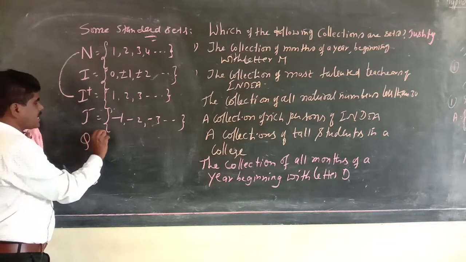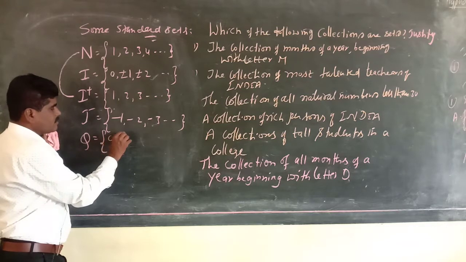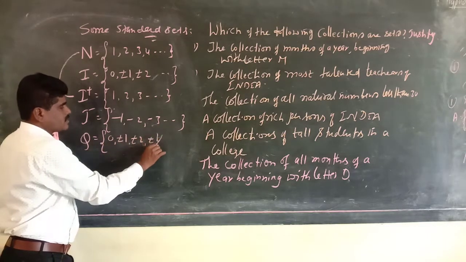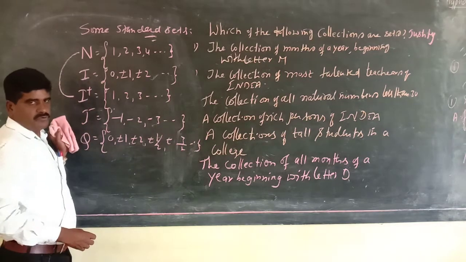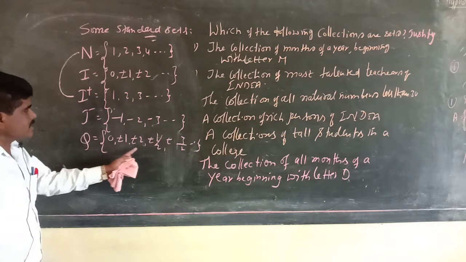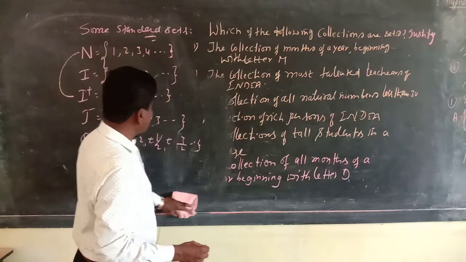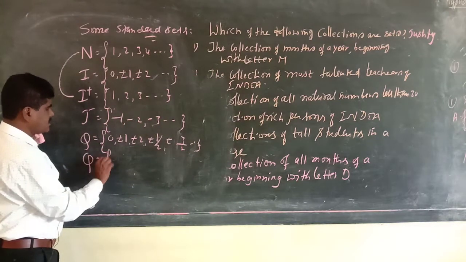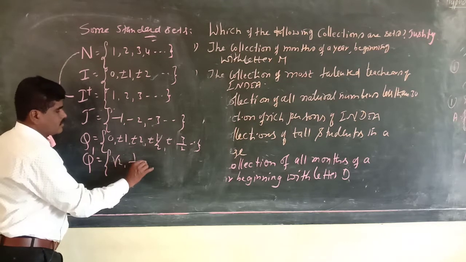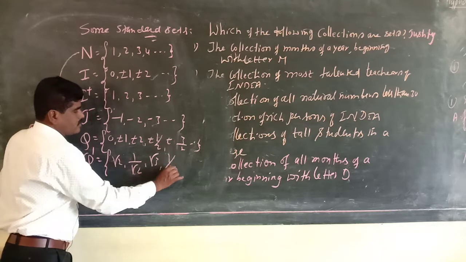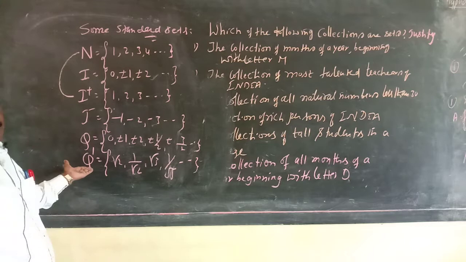The set of rational numbers is usually denoted by Q: 0, plus or minus 1, plus or minus 2, plus or minus 1 by 2, plus or minus 3 by 2, and so on, in p by q form. Now, the set of irrational numbers is denoted by Q dash: root 2, 1 by root 2, root 3, root 5. These types of numbers are called irrational numbers.